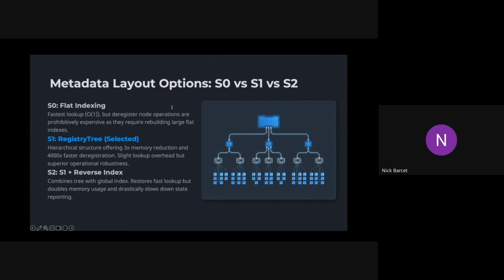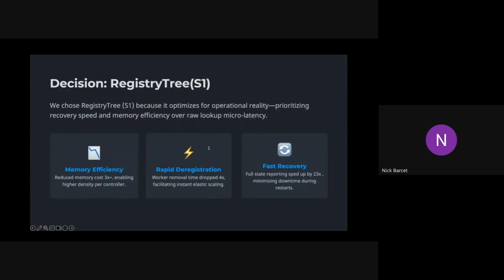It combines a tree with a reverse index. It improves lookup performance, but doubles memory usage and slows down the reporting. Why did we pick the register tree solution? Because operational stability is more important than microsecond level lookup gains.